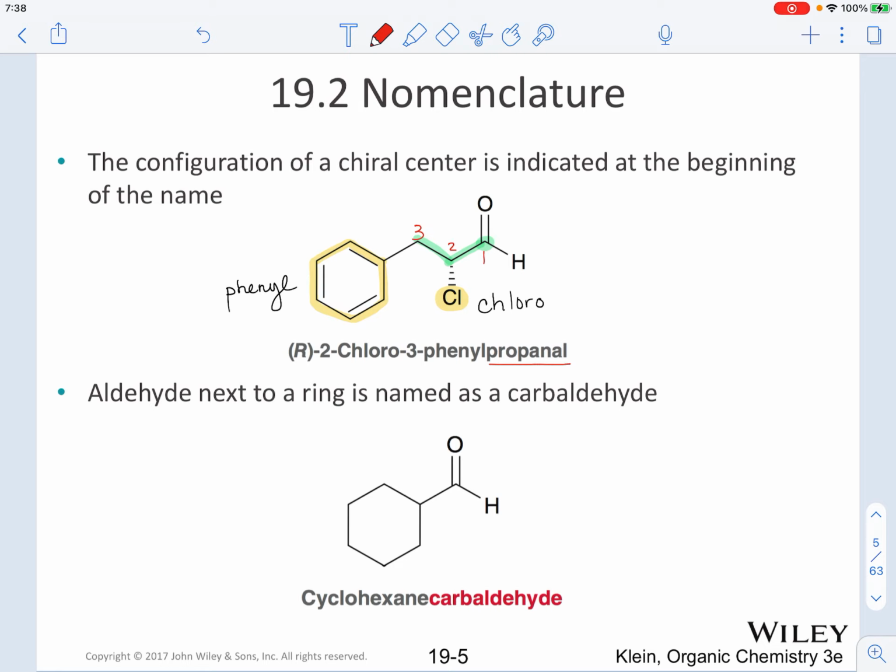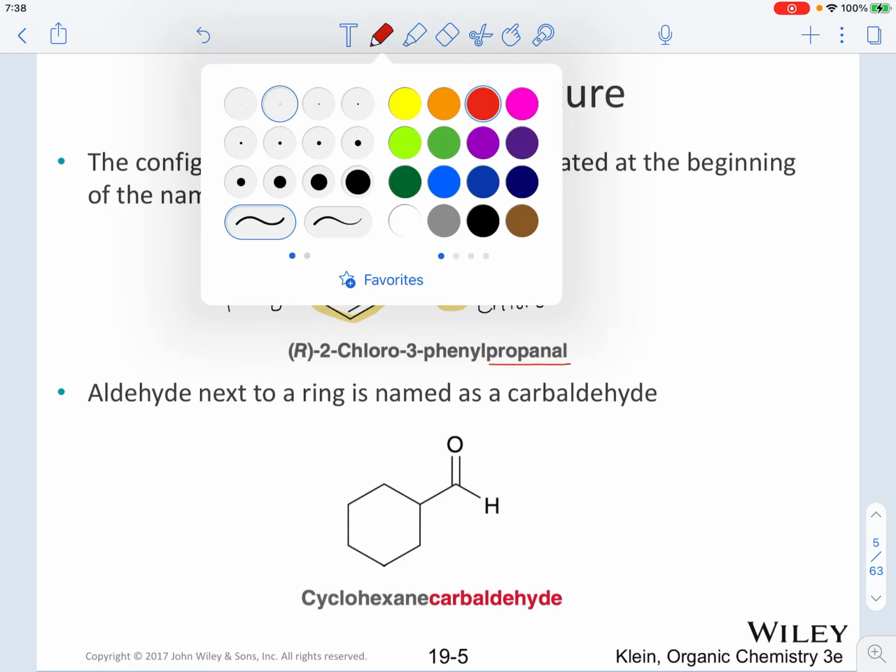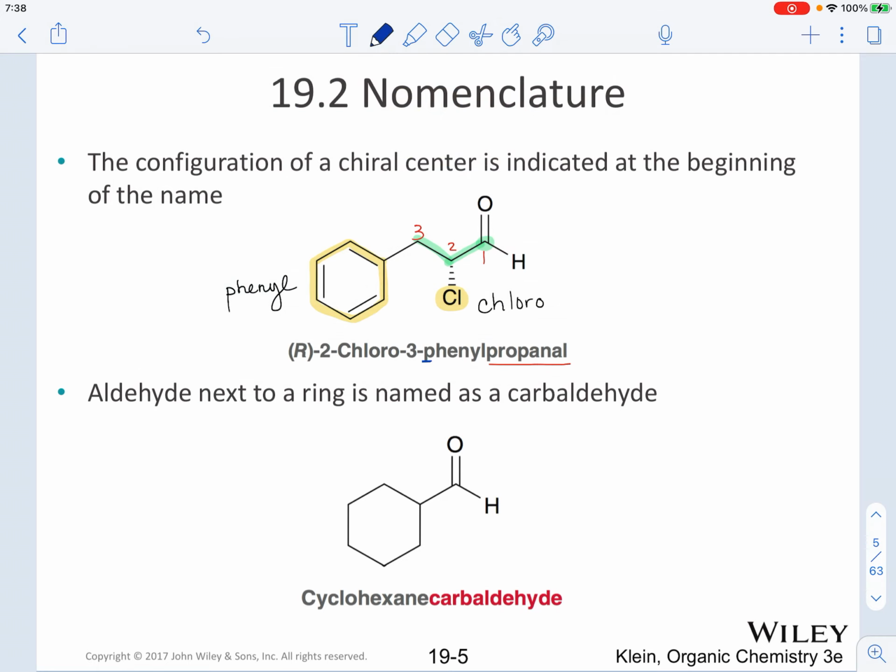Remember that those substituents need to be placed in alphabetical order. So when we compare P and C, C comes alphabetically first. That's why we have first the 2-chloro followed by the 3-phenyl group. And then in parentheses, because we only have one chiral center, we put it in parentheses at the beginning of the name.